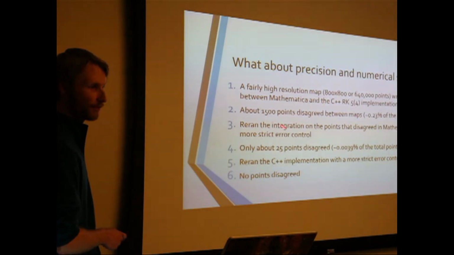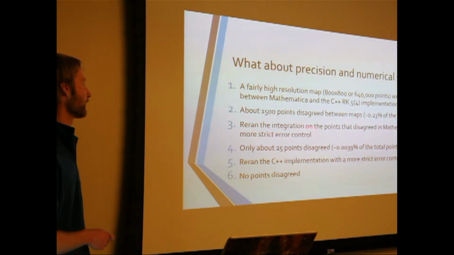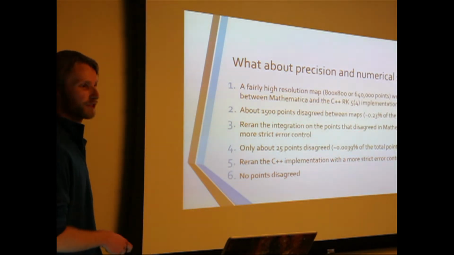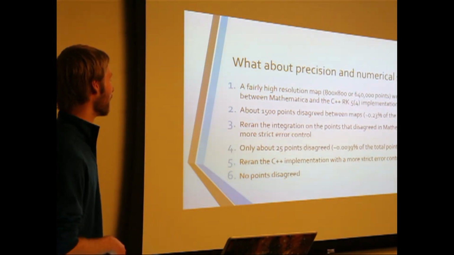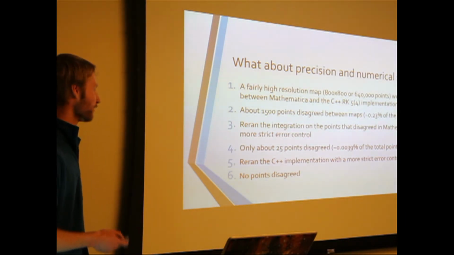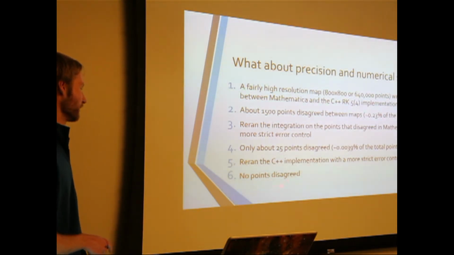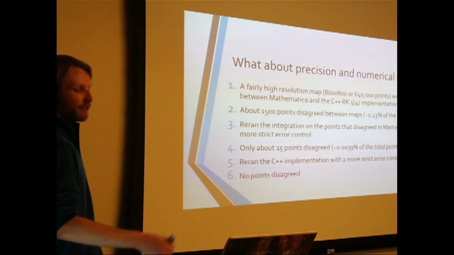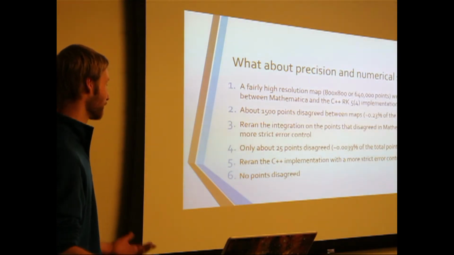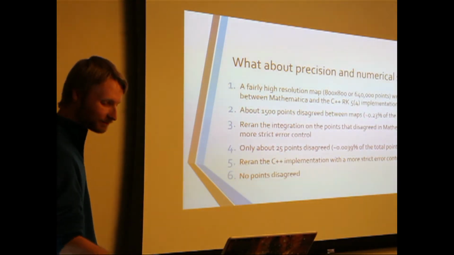1,500 points out of those 640,000 disagreed. So I reran the integration on the points that disagreed in Mathematica, using simply a more strict error control. Then only about 25 points disagreed. Finally, I went back to the C++ implementation and made it more strict on the error control. No points disagreed. So I at least know that the mathematical integration I'm using in C++ is correct, at least according to Mathematica.